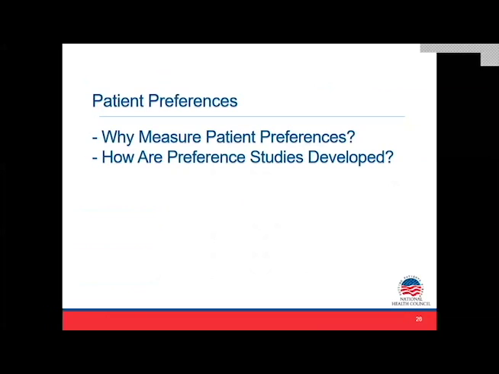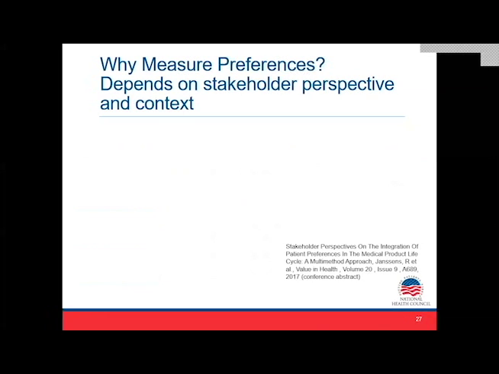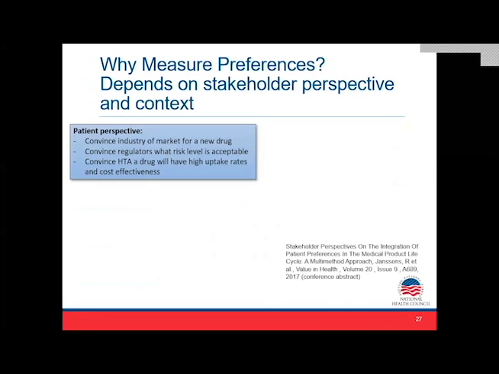All right, so now we're going to switch to patient preferences, why we measure them, how we design them and use them. So why you would do a preference study depends very much on who you are and the context. So if you're a patient group, you may want to convince industry of the market for a new drug, or convince regulators about what level of risk is acceptable. Like if I'm going to get a certain benefit, if my migraines are going to be relieved to this degree, how much risk of a particular side effect is acceptable.